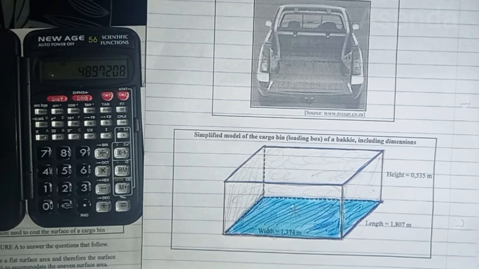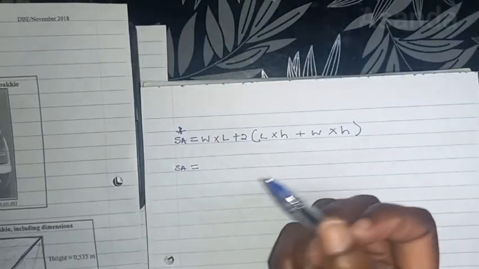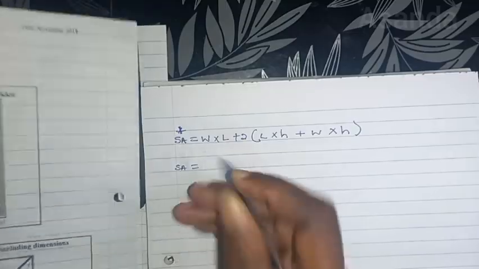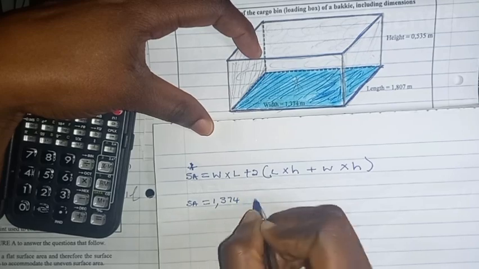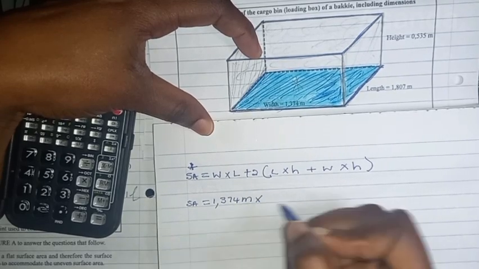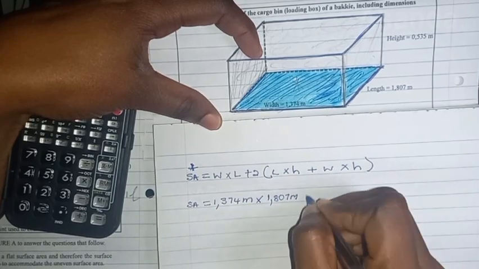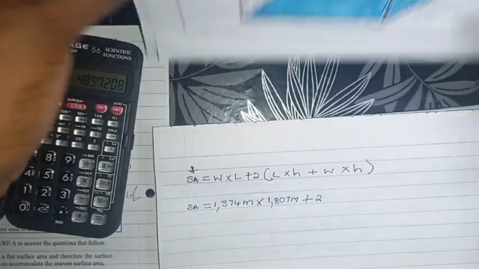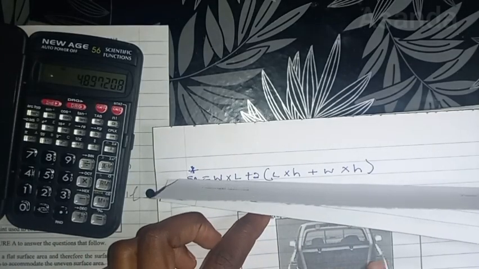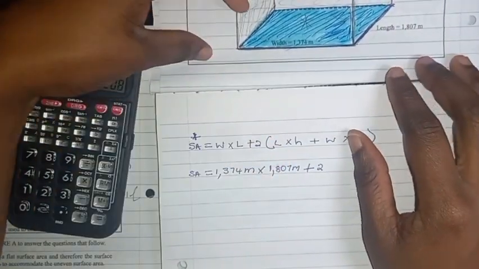So that's the area space that we are painting when we talk about width times length. So look at it, width times length, right? So width here is 1,374 meters times the length, which is 1,807 meters plus 2. So now we're only painting the floor because the bakkie only has the floor. It doesn't have the top part, right? We're not going to paint any other part except for the floor.